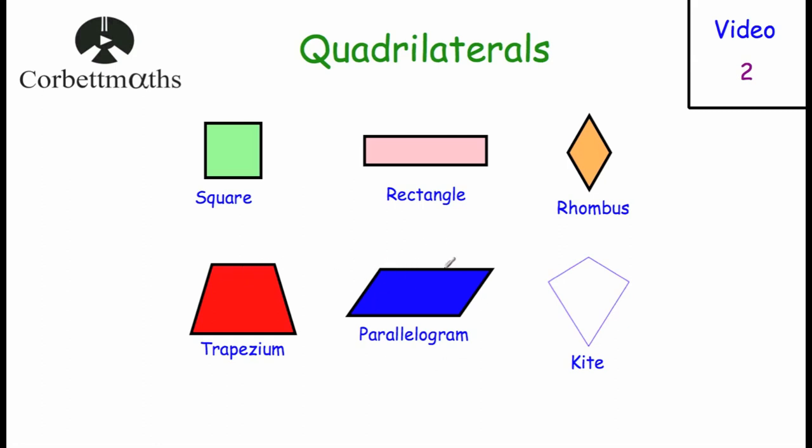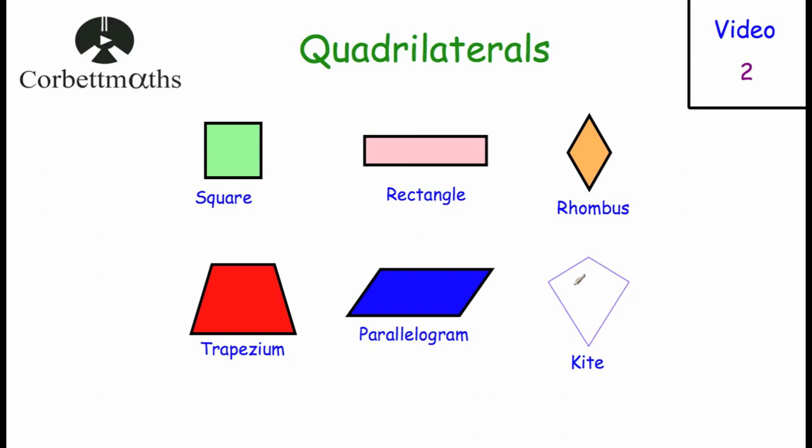Okay, our next shape is a parallelogram. A parallelogram has two pairs of parallel lines, so the top line is parallel to the bottom, and also the right-hand side is parallel to the left-hand side. The opposite angles are the same as each other, so the top left angle here would be the same as the bottom right, and the top right would be equal to the bottom left. It would have order of rotational symmetry 2, and this parallelogram would have no lines of symmetry.